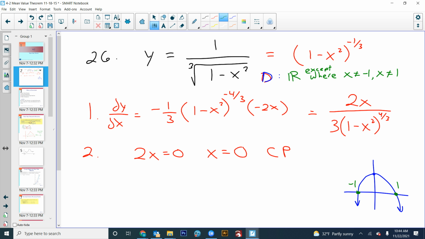Okay, so does 0 count? Is 0 a critical point? Yeah, no issues there. Step 3. When does the derivative fail to exist? Well, here's the derivative. When does it fail to exist? One and -1, right?